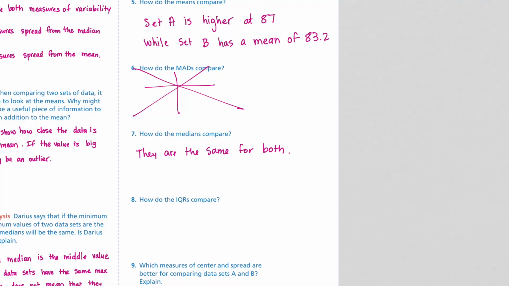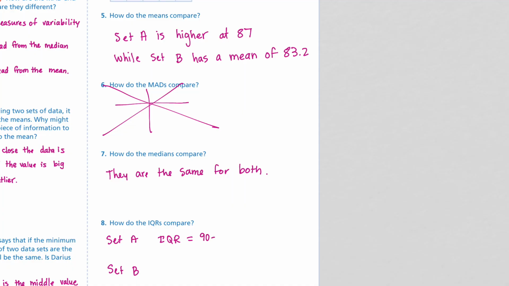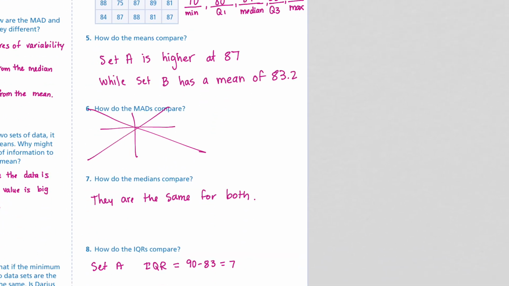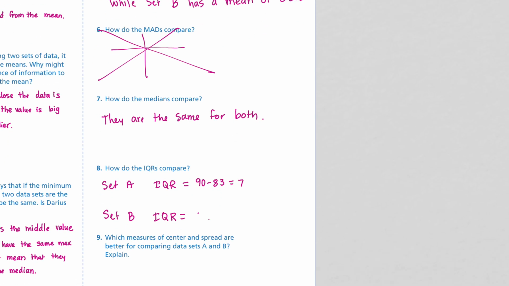How do the interquartile ranges compare? So we're going to compare set A and set B. Remember that it's Q3 take away Q1. So for set A, Q3 is 90 and Q1 is 83. So 90 take away 83 leaves us with 7. And then the interquartile range for set B, Q3 is 88 and Q1 is 80. So 88 take away 80 would give us a value of 8. The interquartile range for set B is higher.